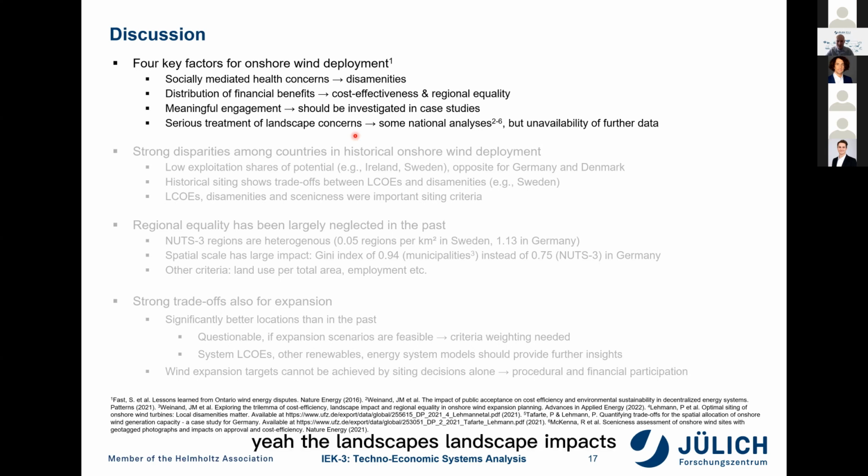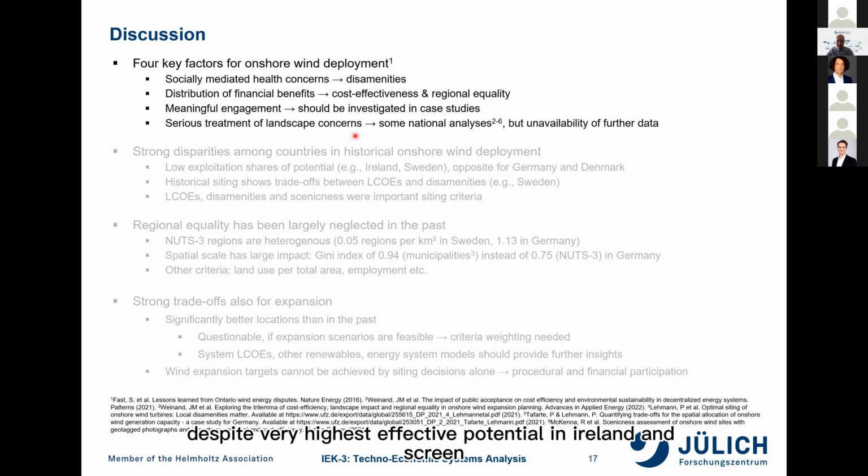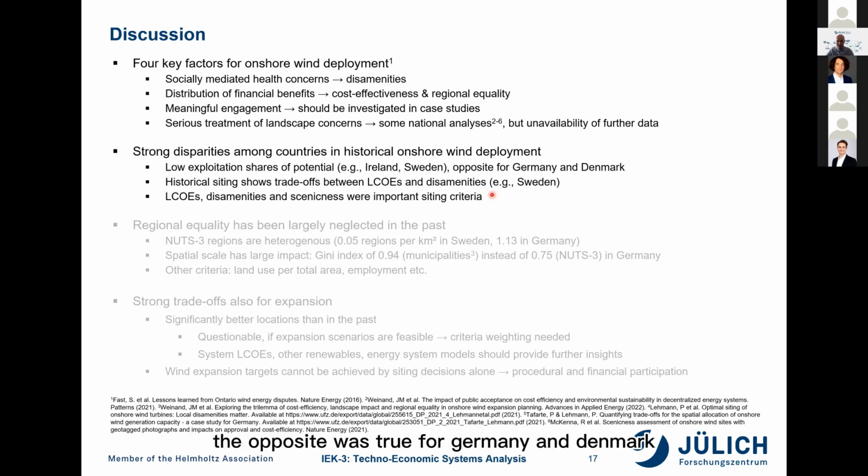I showed that there are strong disparities among countries in the historical onshore wind deployment. There were, for example, very low exploitation shares despite very high effective potential in Ireland and Sweden. The opposite was true for Germany and Denmark. And the historical siting showed trade-offs between the criteria like LCOEs and disamenities. For example, Sweden was an interesting case with very high disamenities and low LCOEs. And in general, LCOEs, disamenities, and scenicness were very important siting criteria in the past.